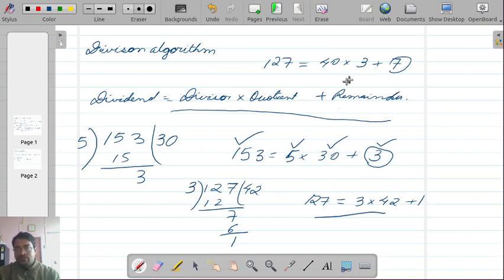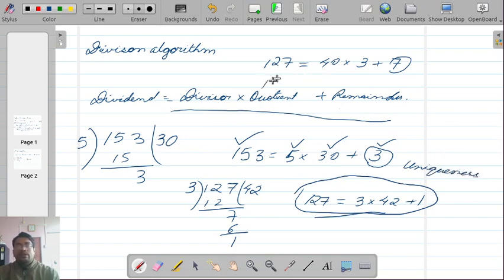If we give this restriction that the remainder has to be strictly less than the divisor and non-negative, then there is only one way of writing this in the form of divisor into quotient plus remainder. So for the uniqueness, this restriction is important. Otherwise, the same thing you can write in several forms. You can write it as 40 into 2 plus 47, since 80 plus 47 is also 127. That is also one way of writing.